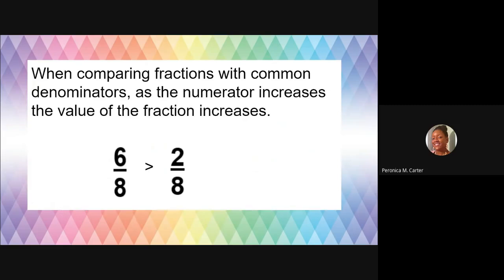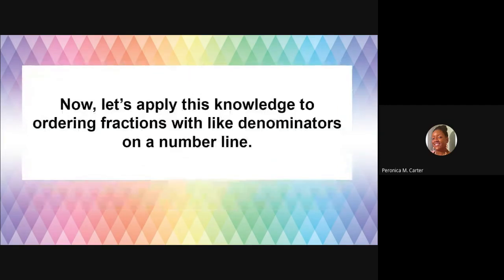Now you really understand this because if we had 2 exact pizzas sitting in front of us and they were both cut into 8 equal parts, and this first pizza only has 6 of the 8 parts, and the second pizza only has 2 of the 8 parts. Which pizza would have more? That's correct. The 6/8 would have more. So this is the one that's very familiar to us when the denominators are the same. All right. So let's apply the knowledge to ordering fractions with like denominators on a number line.